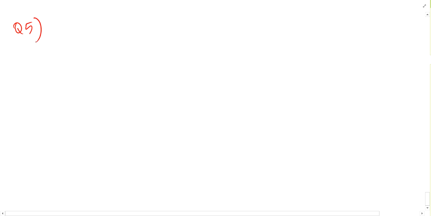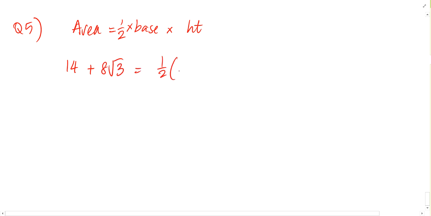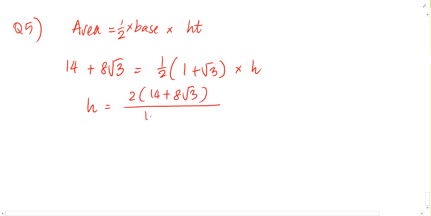Very strangely, quite a number of you do not know the area of a triangle. So many people gave me area equals to base times height. Where is the half? Okay, so put everything in. Substitute 14 plus 8 root 3 equals to half, 1 plus root 3 times height. Make height the subject. Height equals to 2 times of 14 plus 8 root 3 divided by 1 plus root 3.